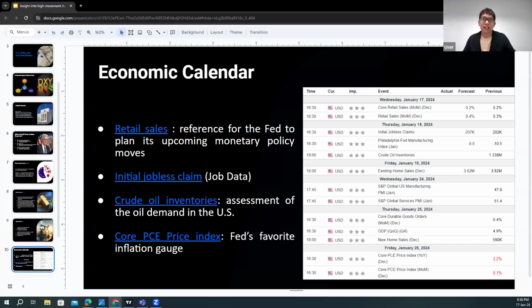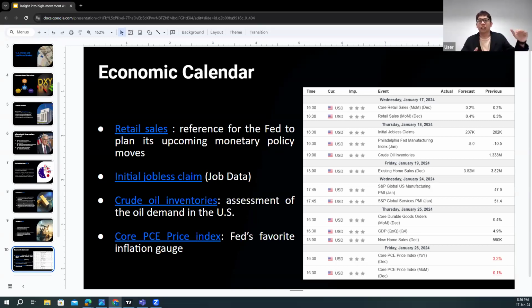And the next one is the crude oil inventory. This is weekly data, used to assess oil demand in the US. When you see a huge increment in the crude oil inventory, it means fewer people are using oil, so they store their oil in a garage. It means the demand for crude oil in the US is dropping, so it will lead to a lower oil price.